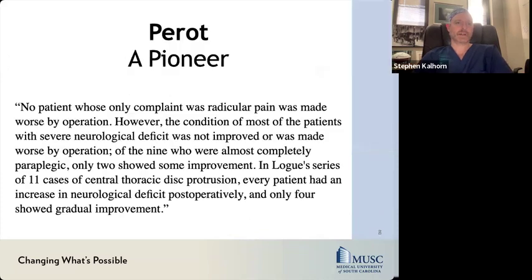So Perot is really a pioneer, and he wrote that no patient whose only complaint was radicular pain was made worse by surgery. However, the condition of most of the patients with severe neurologic deficit was not improved or was made worse by surgery. Of the 9 who were almost completely paraplegic, only 2 showed some improvement.